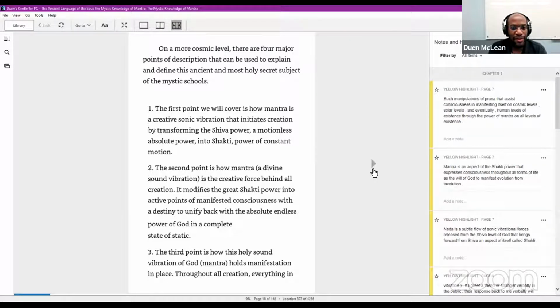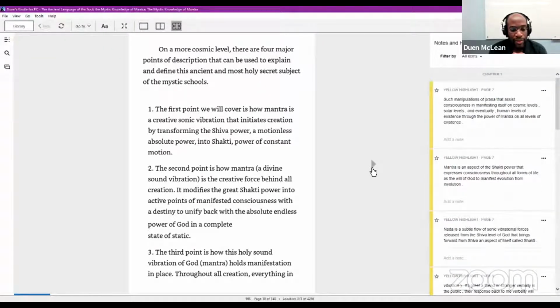The first point we will cover is how mantra is a creative sound vibration that initiates creation by transforming the Shiva power, a motionless absolute power, into Shakti, power of constant motion. The second point is how mantra, a divine sound vibration, is the creative force behind all creation. It modifies the great Shakti power into active points of manifested consciousness with a density to unify back with the absolute endless power of God in a complete state of static.